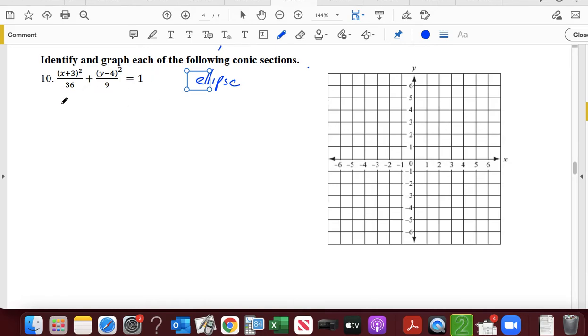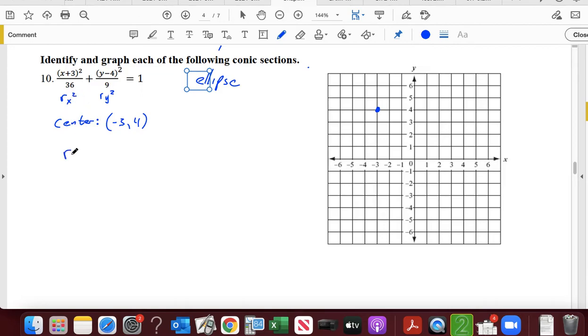Well, what we need to graph it is we need the center. And we know we get the center from the opposite of those 2 points. So we got the point -3, 4. So we go to -3, 4, our center. And then we need the radius in each direction. Remember, this is the radius in the x direction squared. This is the radius in the y direction squared.